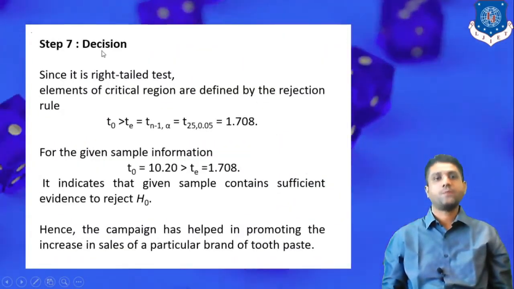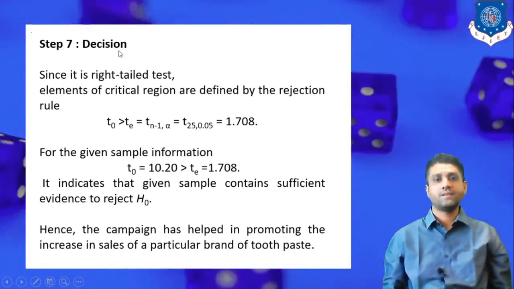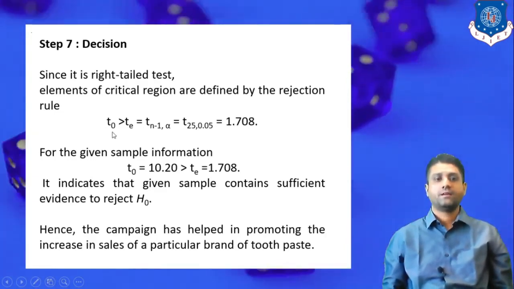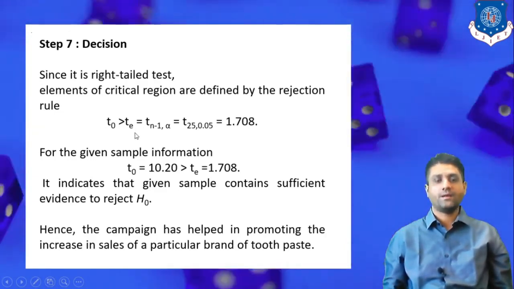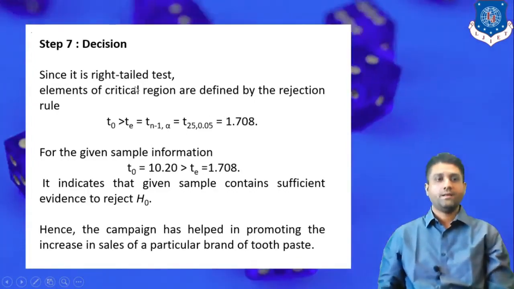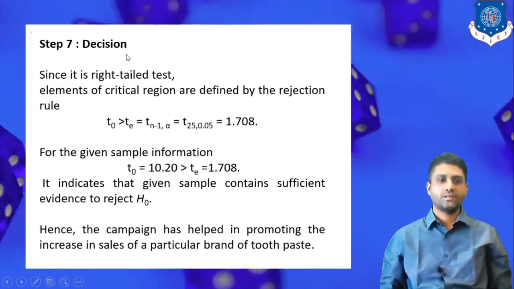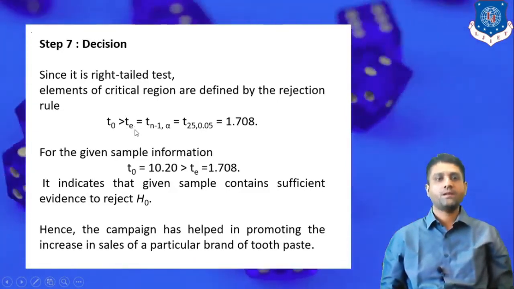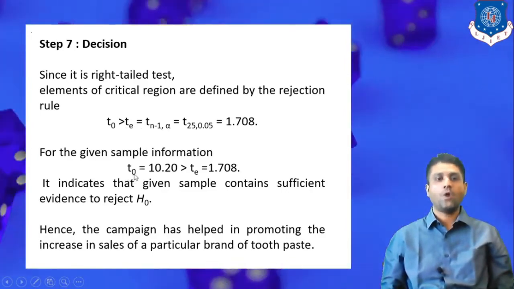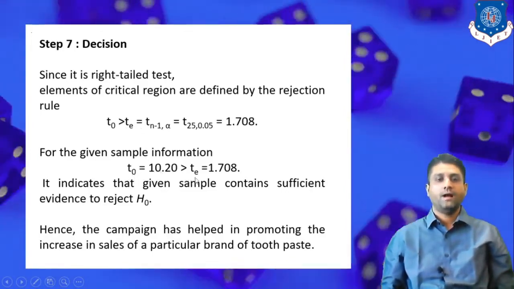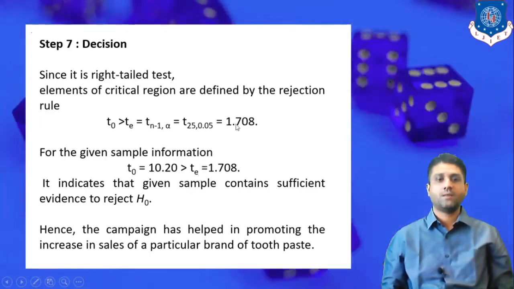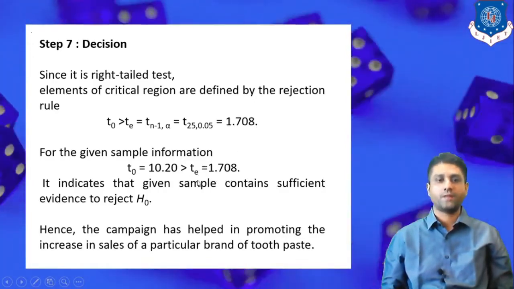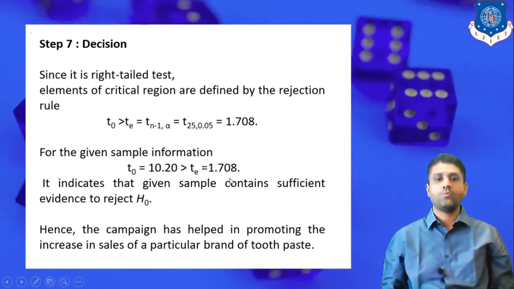So finally, step number 7, we have to give our decision whether the null hypothesis is rejected or not rejected, based on whether the observed t value is greater than the tabulated t value or not. We have the observed t value of 10.20, and the tabulated t value, which we have taken from the t distribution table, is 1.70. So definitely 10.20 is greater than 1.70.